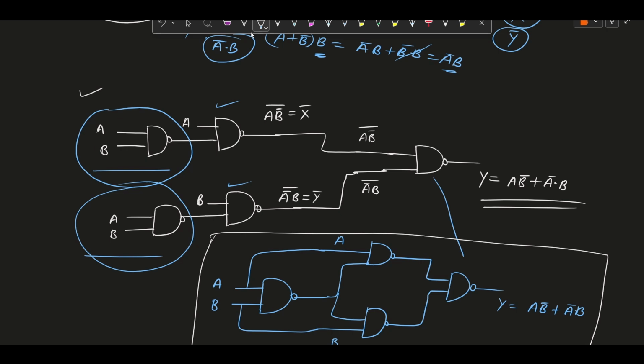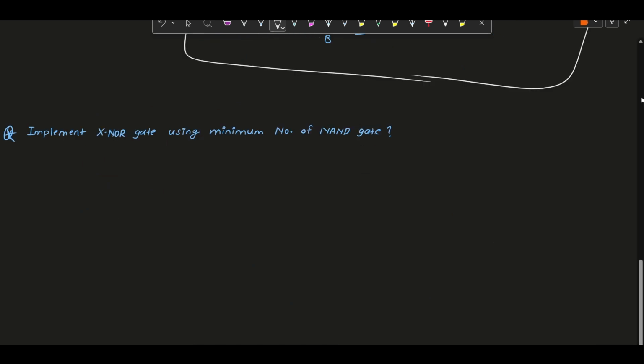Okay, in interviews and tests as well, one question is formed from this, like how many minimum number of NAND gates are required to implement the XOR gate. So that answer you can give from this implementation. So how many NAND gates have we used to implement the XOR gate? 1, 2, 3 and 4. So these are the minimum number of NAND gates to implement the XOR gate. Okay, so now let's see the XNOR gate implementation using the minimum number of NAND gates.